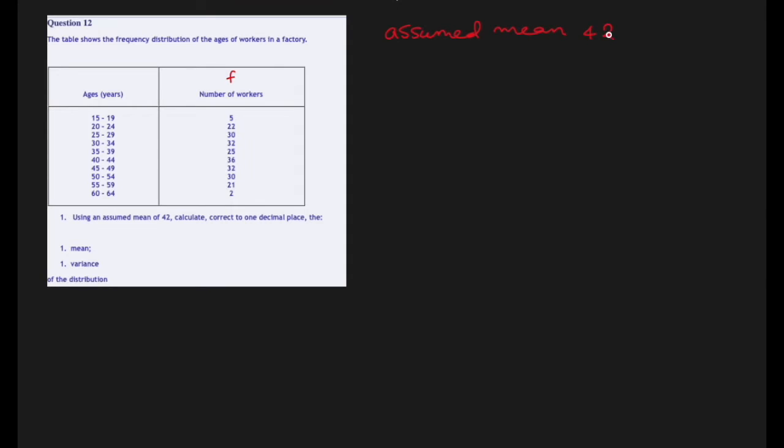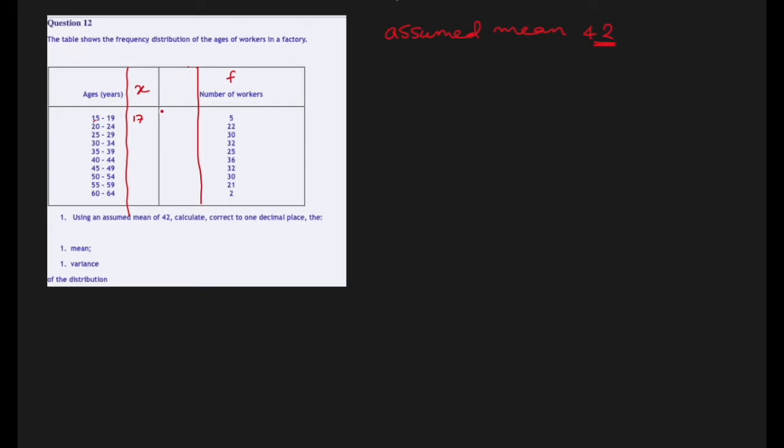So for that, let me first find the mid value of age here, and then I will subtract 42 from this. When we find some assumed mean, it is to reduce the calculations. So first the mid value, let's call it x. How do we find the mid value? We add the two numbers, 15 and 19, get 34, and then divide by 2. We get the number which is exactly in the middle of the two. 17 is the middle of 15 and 19.